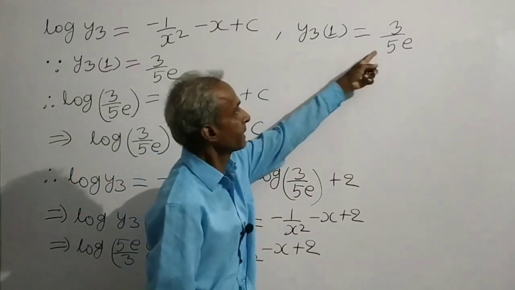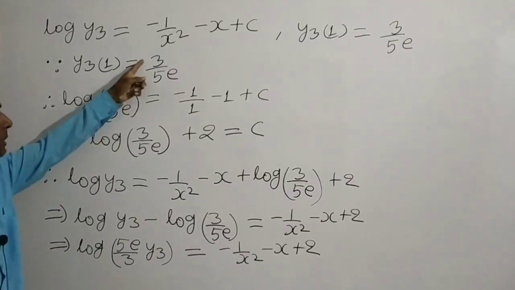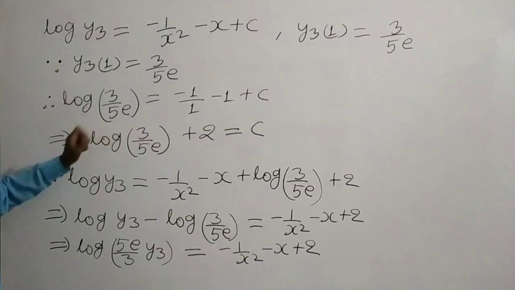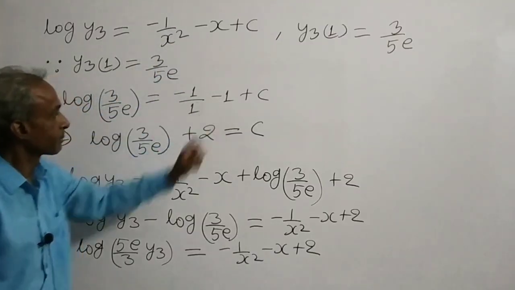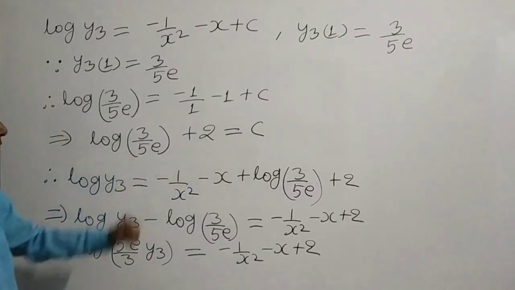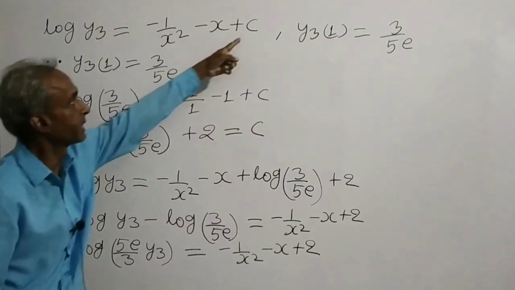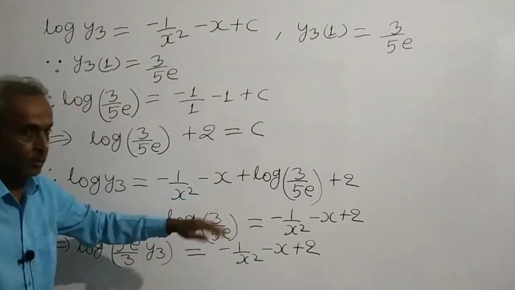Since this is given in the question, therefore we put 3 by 5e in place of this y3 and 1 in place of x. Then we get value of c is equal to this. When we put this value of c here, then we get this.